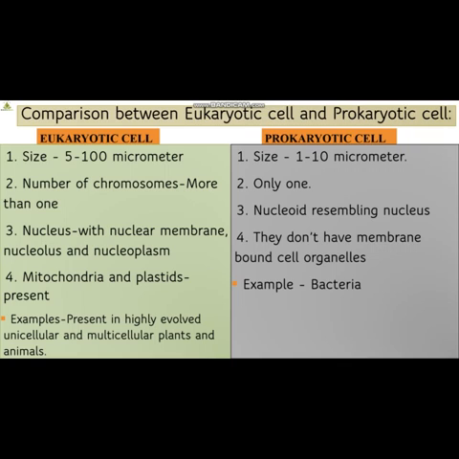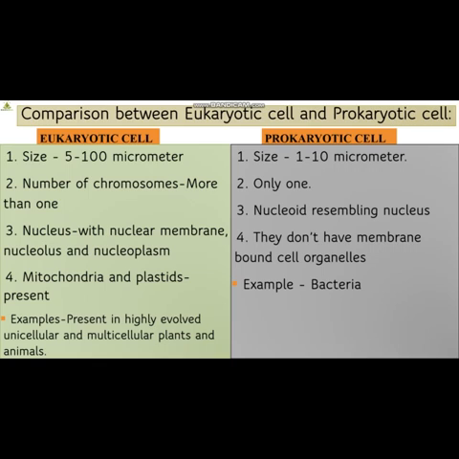Let us see the third point. The nucleus is with nuclear membrane, nucleolus and nucleoplasm. So we have a well defined structure for the nucleus in a eukaryotic cell. As compared to this, in a prokaryotic cell we have a structure called nucleoid, which very much resembles a nucleus. So they don't have a nucleus, but they have a nucleoid. Its functions will be similar to the nucleus in a prokaryotic cell.